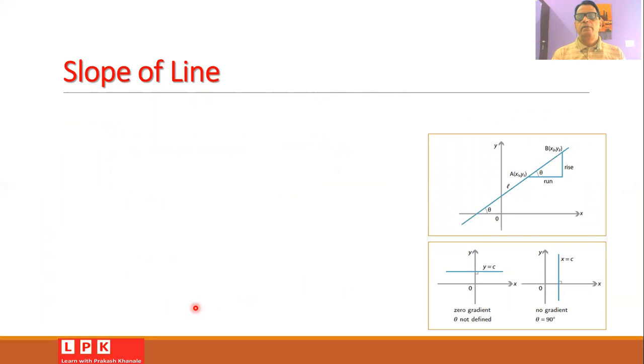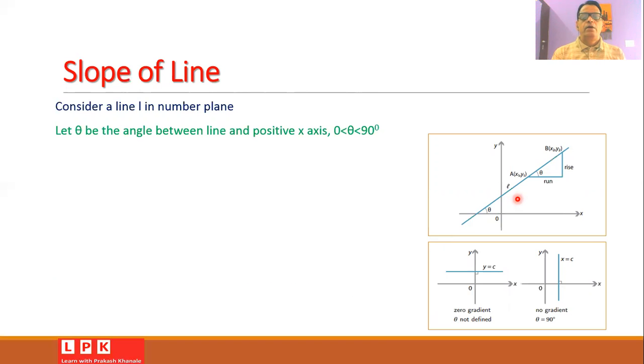It is also possible that whenever we draw any line, the line has a certain slope, and this slope can also be measured. Say, for example, we consider a line L in the number plane. Now, suppose this line is extended in such a way that it cuts the x-axis and makes an angle theta with the x-axis, and the value of theta is in the range of 0 to 90 degrees.